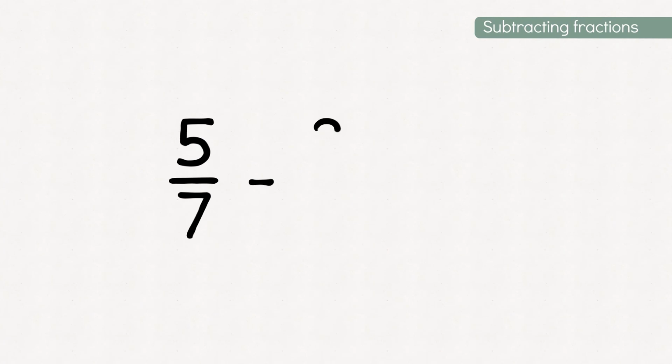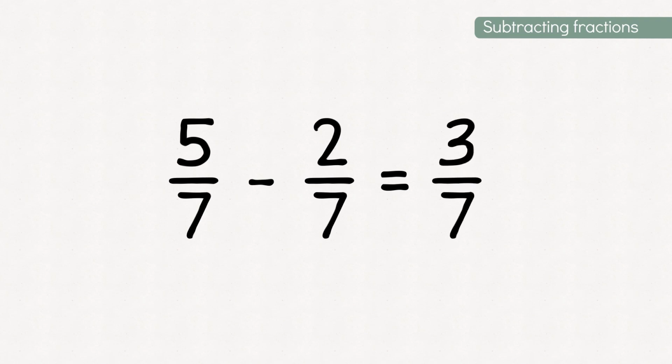You also need a common denominator for subtracting fractions. Once you've found the common denominator, you can subtract fractions by subtracting their numerators. 5 minus 2 makes 3. Just like with adding, the denominator remains unchanged. This gives you 3/7. And again, do not forget to reduce the fraction when possible.